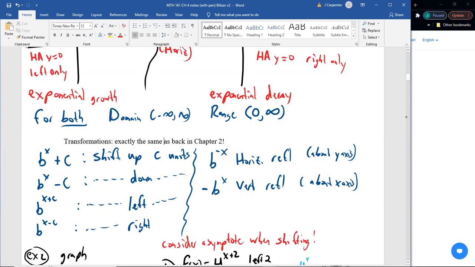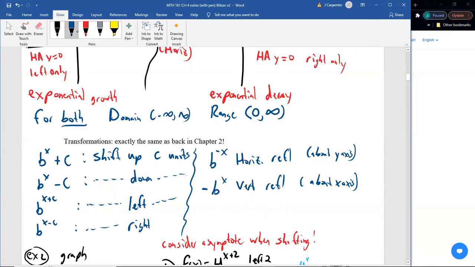So again, horizontal shifts are backwards. So if you see a plus, that means left. And if you see a minus, that means that it goes right. And then we have our horizontal reflection, which is a negative paired with the x inside the core. Again, inside, inside, inside versus outside, outside, outside. Vertical outside, horizontal inside.